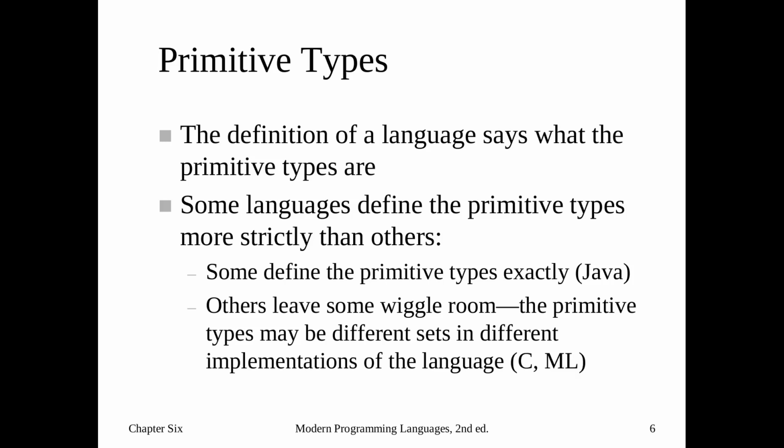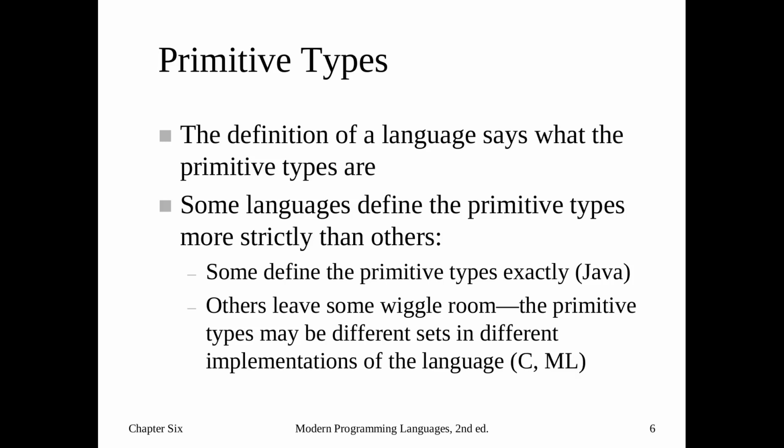But there are other languages that have wiggle room, right? The primitive types may be different sets and different implementations. For example, in C, if we go back to int, it depends upon the architecture in which you're operating, the implementation of the architecture and operating system, and the implementation of that version of C.